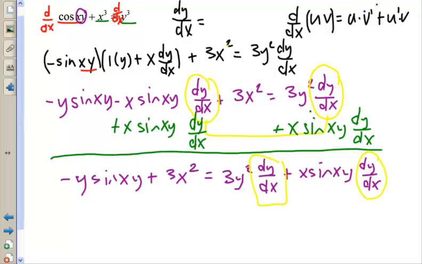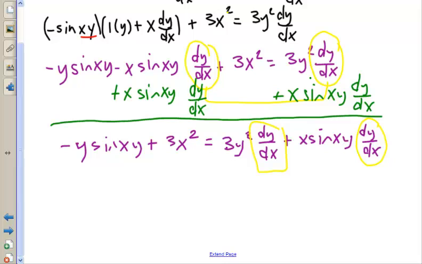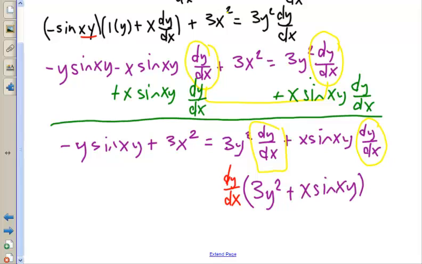Since that's what you have on the right-hand side, we can factor those out, and we're going to end up with dy dx in the front. And then inside the parentheses will be 3y squared plus x sine xy. And that's still equal. Now the left-hand side doesn't change because we're done messing with it. So I've got minus y sine xy plus 3x squared.